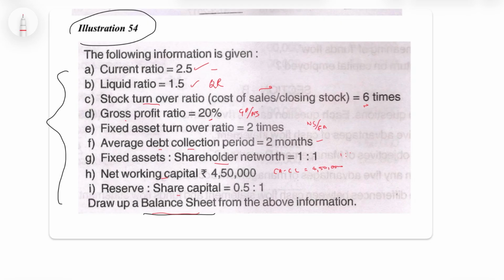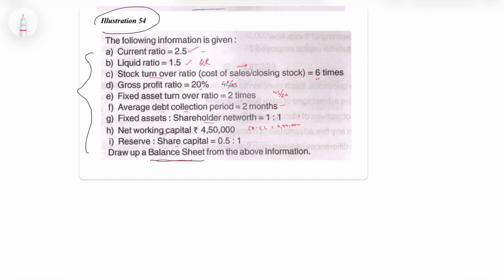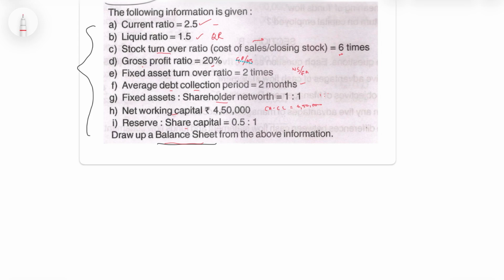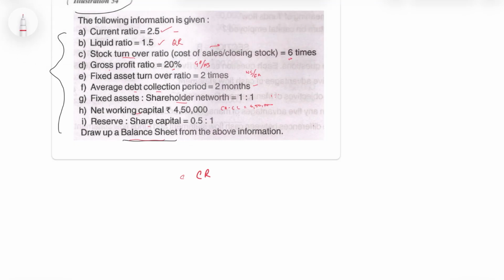Draw the balance sheet from the above information. Current ratio is equal to 2.5. Current assets divided by current liability is equal to 2.5 by 1. So current assets is equal to 2.5 current liability.